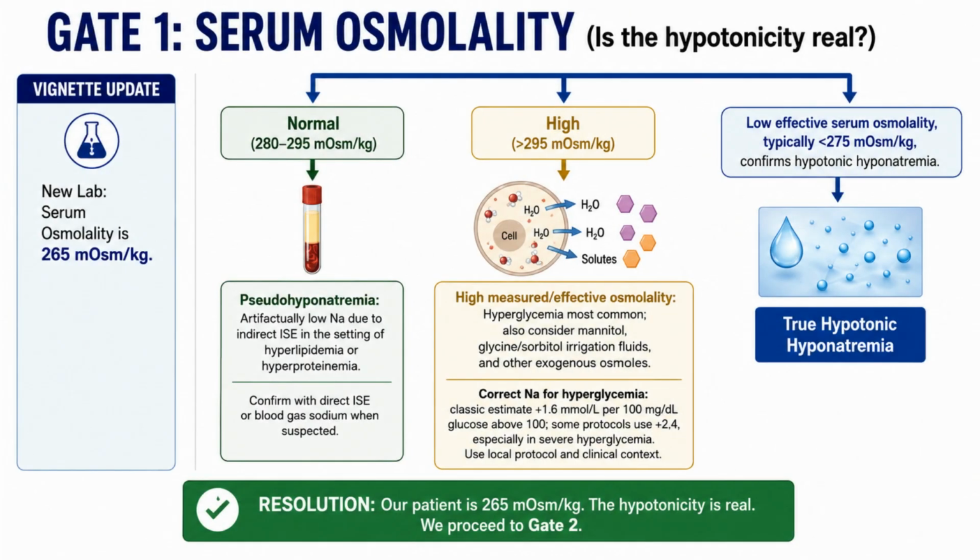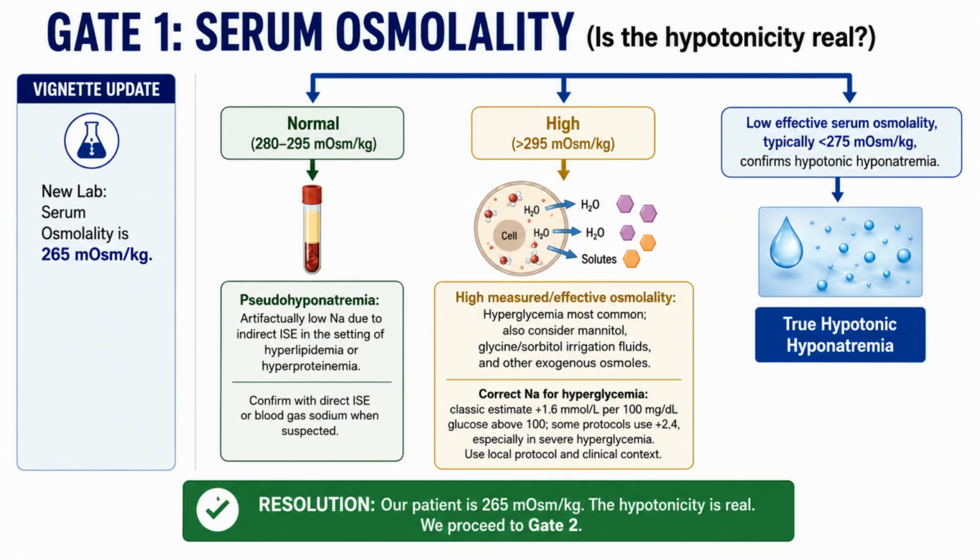In the case, the serum osmolality is 265 milliosmoles per kilogram. Question: is the hypotonicity real? Yes. A low effective serum osmolality, typically below 275 milliosmoles per kilogram, confirms hypotonic hyponatremia.